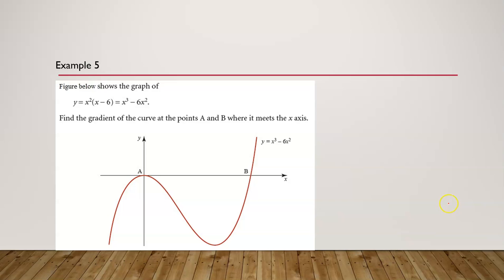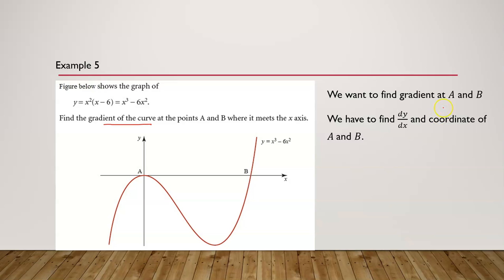Alright, so next example, the figure below shows the graph of y equals x cubed minus 6x squared. Find the gradient of the curve at point A and point B where it meets the x-axis. So basically in this case, same thing, we want to find the gradient at A and B. So we have to find dy over dx and the coordinates of A and B.